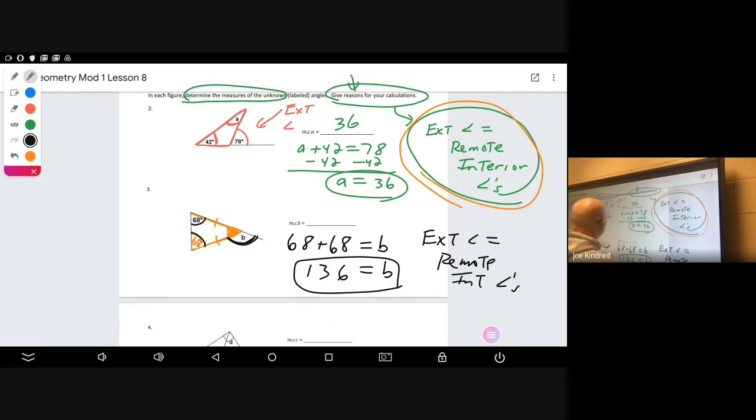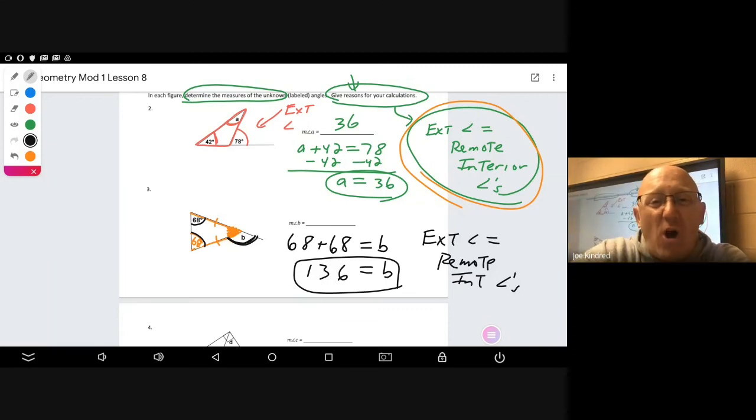So again, you're going to be tested today, or at least challenged, with the idea of solving for unknown angles, and then also really focus on giving the reasons for that. Okay, for right now, that'll do for lesson 8, and we'll go to our practice. Good luck.